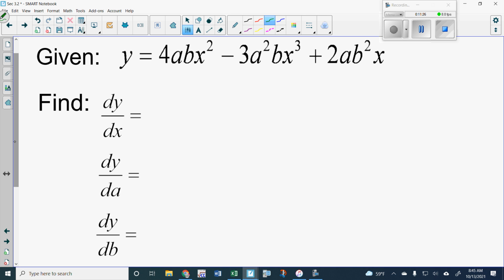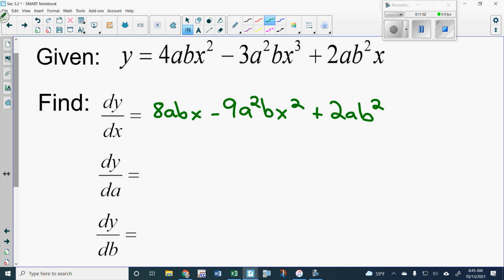So what would dy over dx be? So what's my variable? X. And all the other a's and b's are just constants. So dy dx would be 8abx minus 9a squared bx squared plus 2ab squared. See if you can write down the other two. Do dy dA and dy dB.